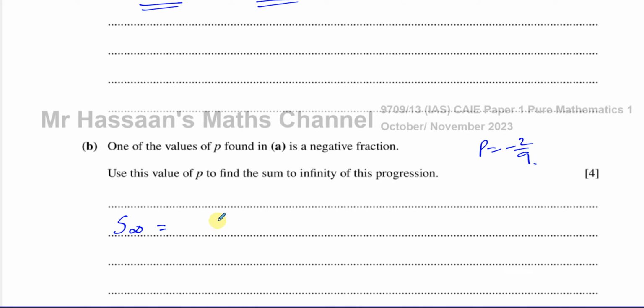The sum to infinity is given by a, which is the first term, over 1 − r. Now this formula is in your formula sheet, the sum to infinity. So in order to find the sum to infinity, we need to find the first term, and we need to find the common ratio. Those are the things we need.